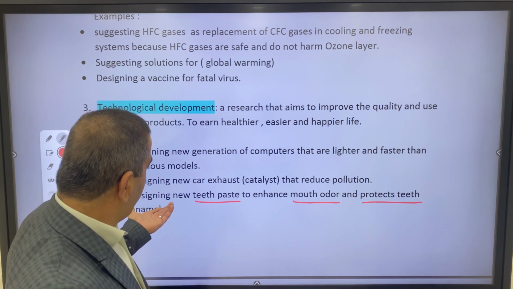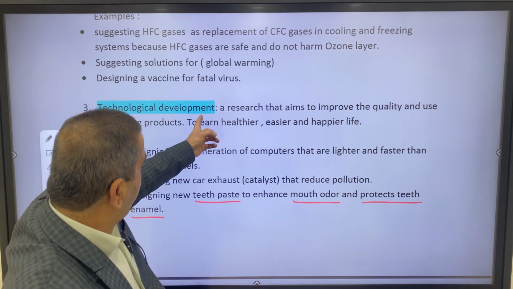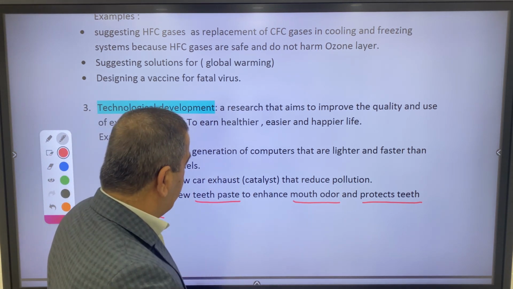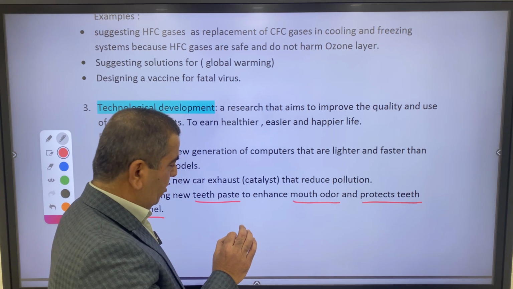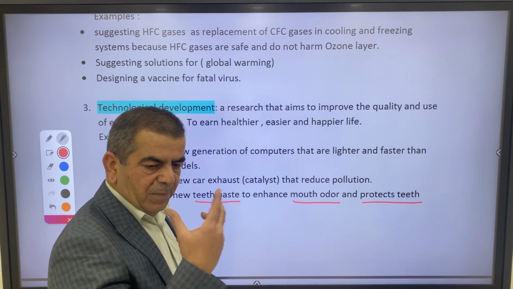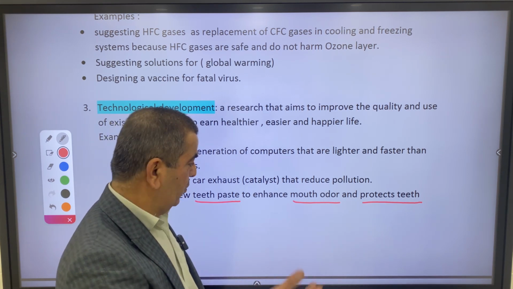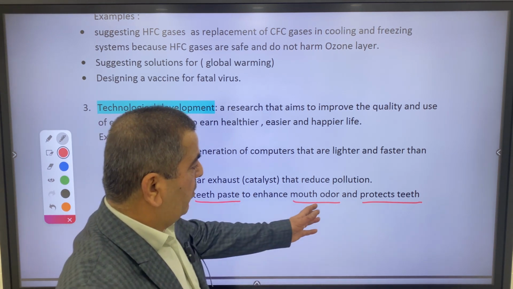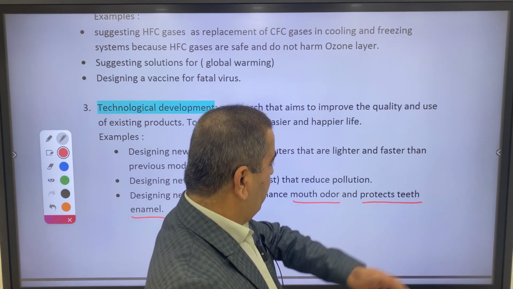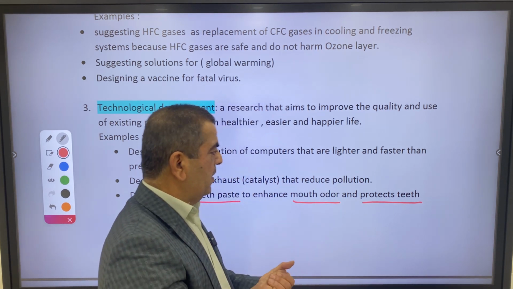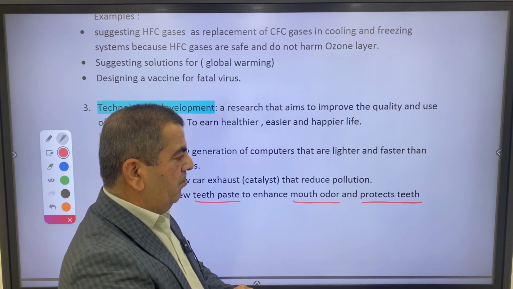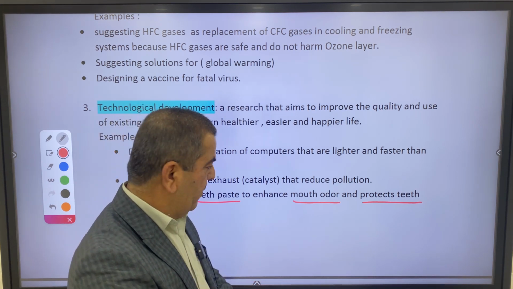So a person that makes technological development in the field of toothpaste makes the mouth smell better after using the new toothpaste, and provides more support to what? To teeth enamel. And this makes life, of course, healthier, safer, and let's say more joyful, happier.